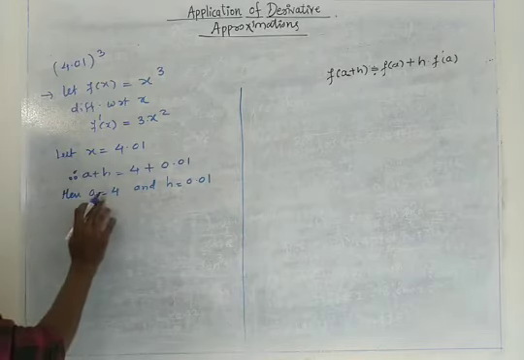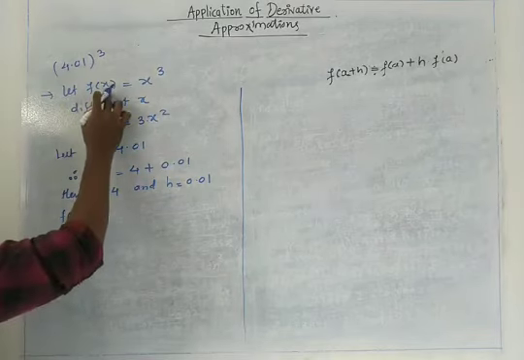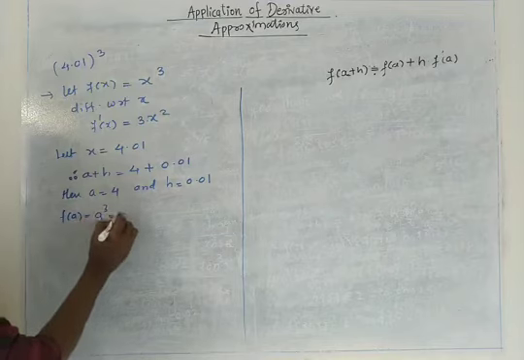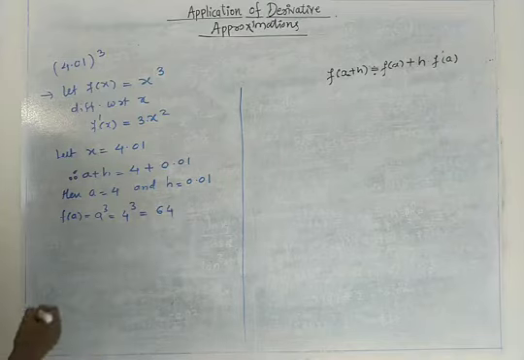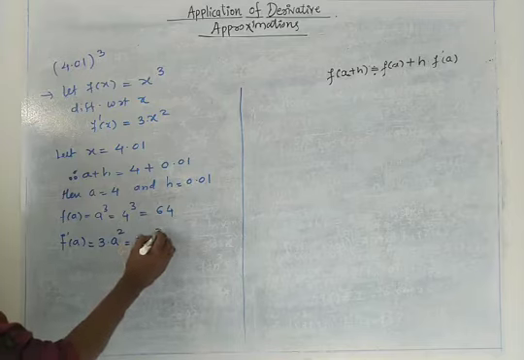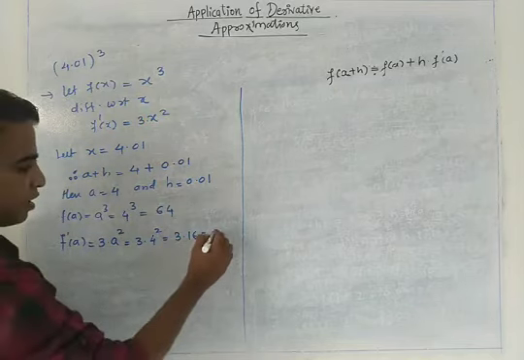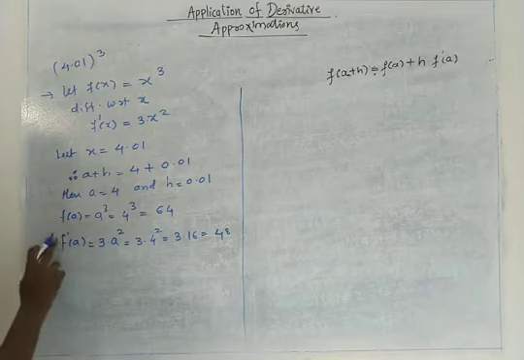Now once you have the value of h, start with finding f of a. So f of a is equal to... f of x is x cube, so f of a is a cube, and the value of a is 4, so it is equal to 4 cube, and 4 cube is 64. Similarly, f dash of a is equal to 3a square. Therefore, the value of a is 4, so 3 into 4 square, so 3 into 16, and 16 3s are 48. Okay, so we got the value of f of a and f dash of a.